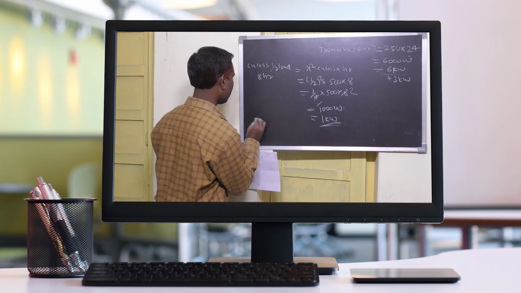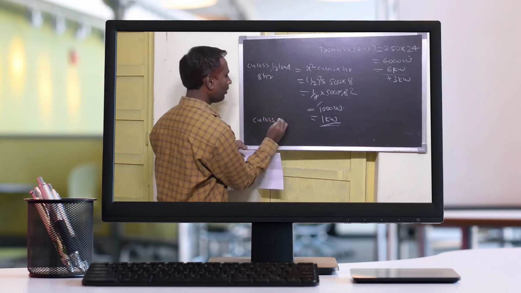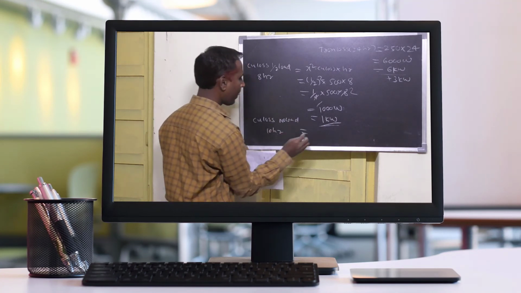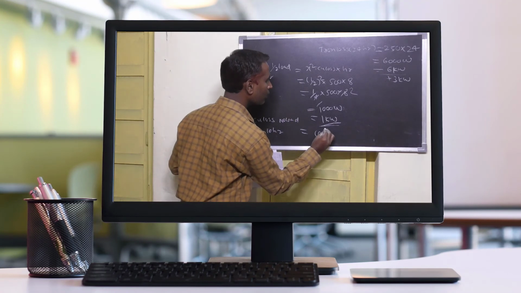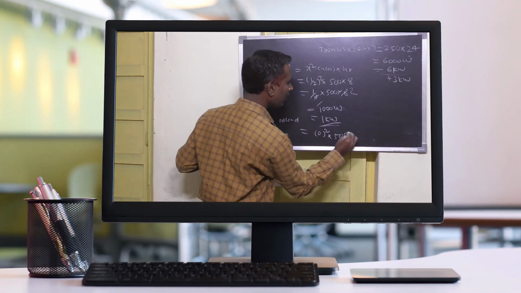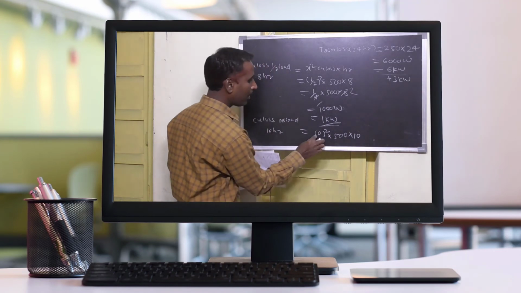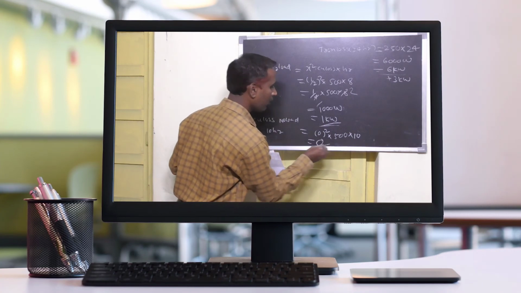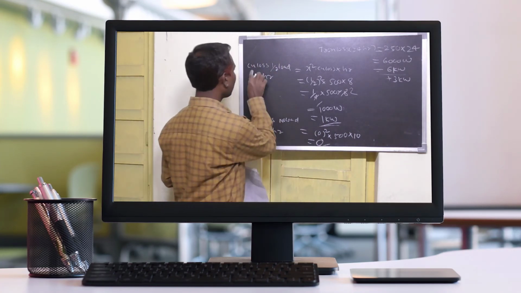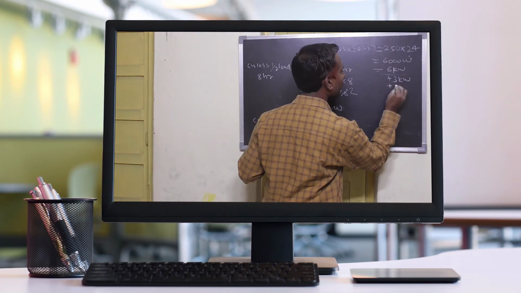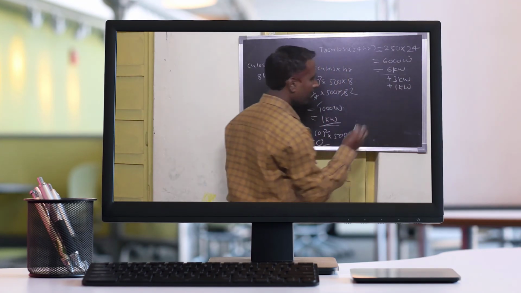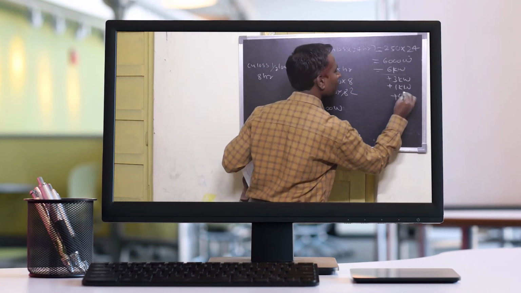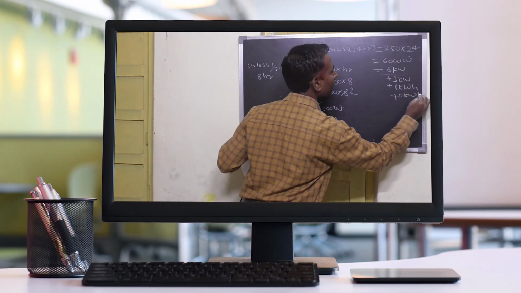Next, copper loss at no load for 10 hour. No load means x is 0. 0 square into copper loss 500 for 10 hour. Multiply by 0, anything multiplied by 0 is 0. So the copper loss here is 0. I am adding 1 kilowatt, for 10 hour it is 0, plus 0 kilowatt hour.